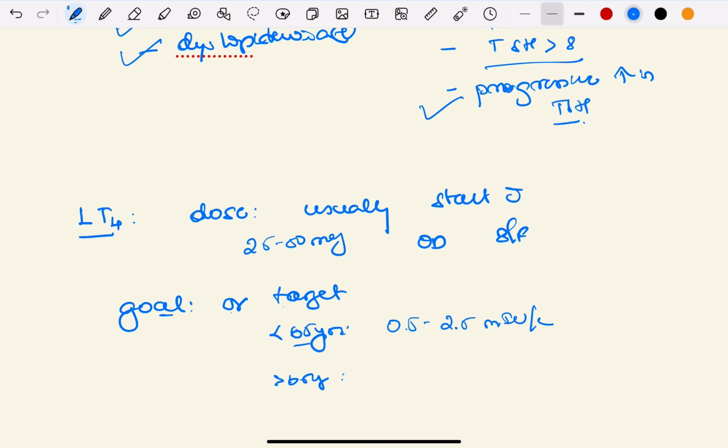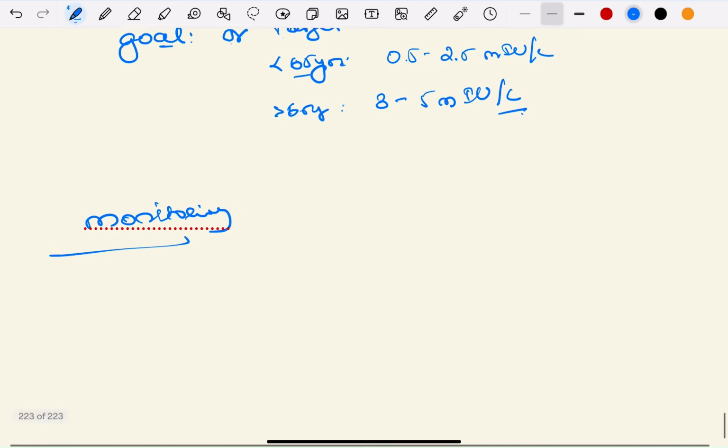If the patient is more than 65 years, my target changes to 3 to 5 milli international unit per liter, because of a high risk of cardiovascular events or arrhythmias. So this is about the LT4 or levothyroxine dose and the target. So how we are going to achieve this, or how we are going to monitor this, we will now look at this.